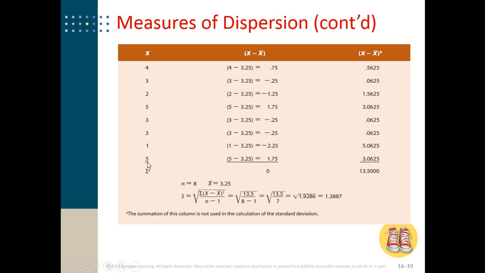Now we have the same data set, the number of sales calls received by different salespersons. The average was 3.25. So what we are doing here, from the individual observations 4, 3, 2, we are deducting the mean, so we get the difference between the mean value and the individual observation. We are squaring it, summing it up, and dividing by n minus 1. Then what we get is the variance, that is 1.92, and when we take the square root of it, we get 1.3887. That's the standard deviation.